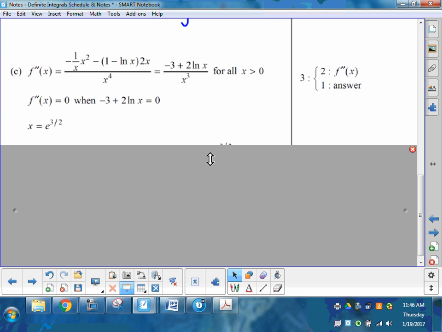y double prime, is it y or f double prime? Which one is it? Y notation? F double prime changes from this to this. Therefore, there's a change in concavity there. You're smart enough to do that. Get real.